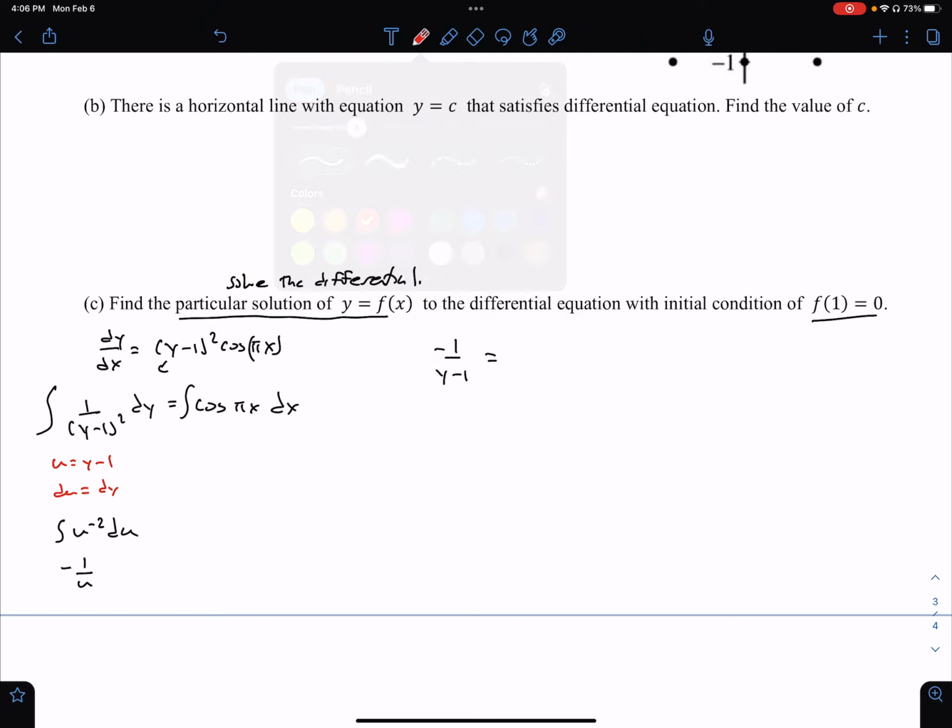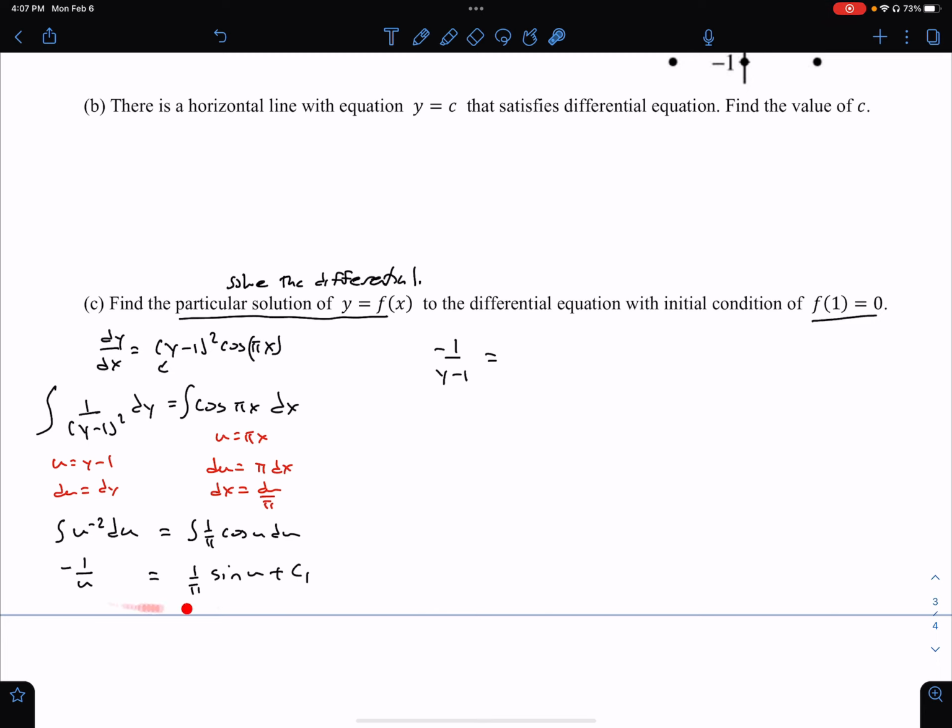Over here, we're going to let u equal pi x. Our du is pi dx, so dx is du over pi. So when we rewrite our integral, we will get 1 over pi cosine u du. Now, I know this one. This is just 1 over pi sine u plus c1. The antiderivative of cosine is sine. Remember, you want to have this. This right here will be worth like 3 points on the AP alone. That's worth a lot of points right there.